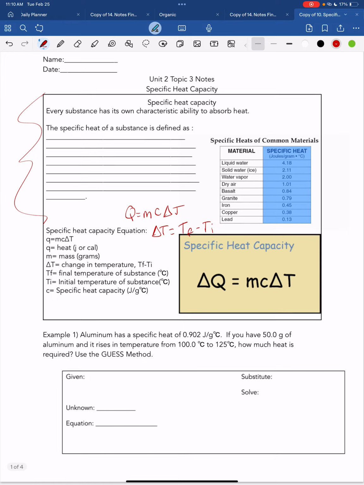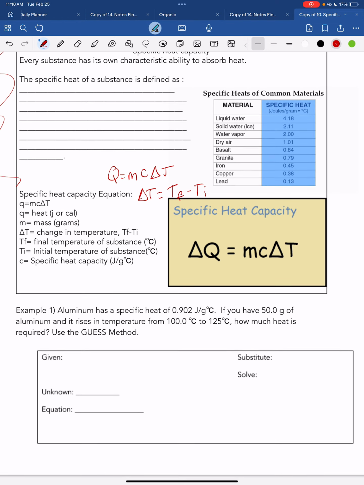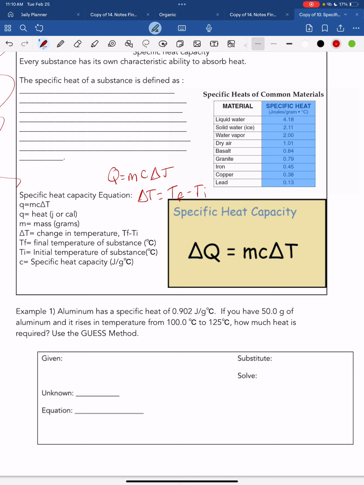So this is our equation, Q equals mc delta T. Basically, specific heat capacity is a measure of how a material absorbs heat, and we're going to use it to solve some problems. Aluminum has a specific heat capacity of 0.902 joules per gram degree C. If you have 50 grams of aluminum and it rises from a temperature of 100 to 125, how much heat is required? Okay, so if we look here, this is our equation, Q equals mc delta T.